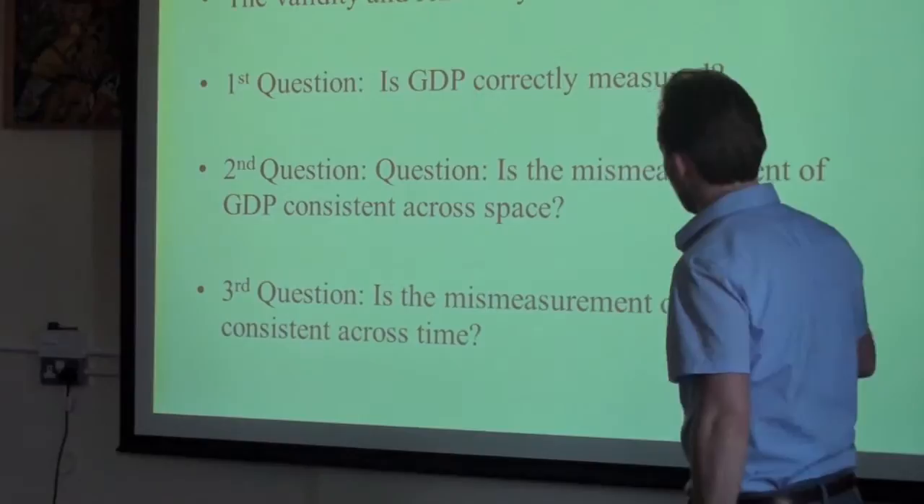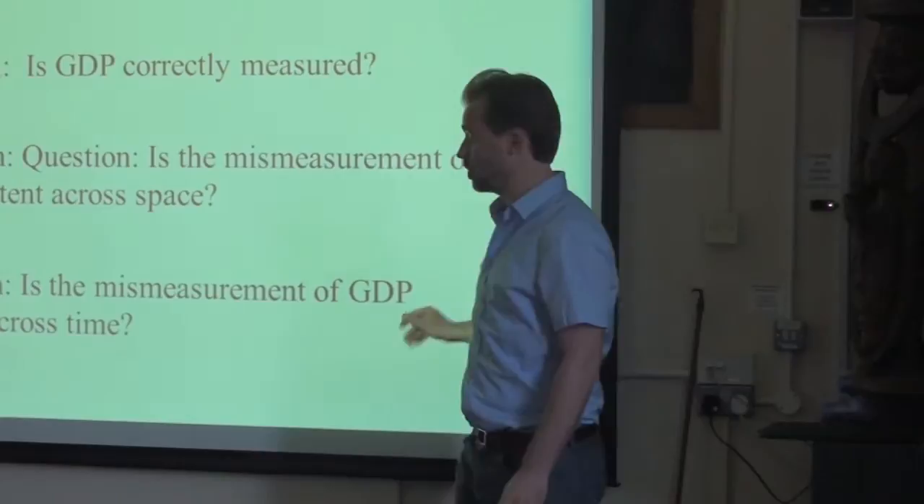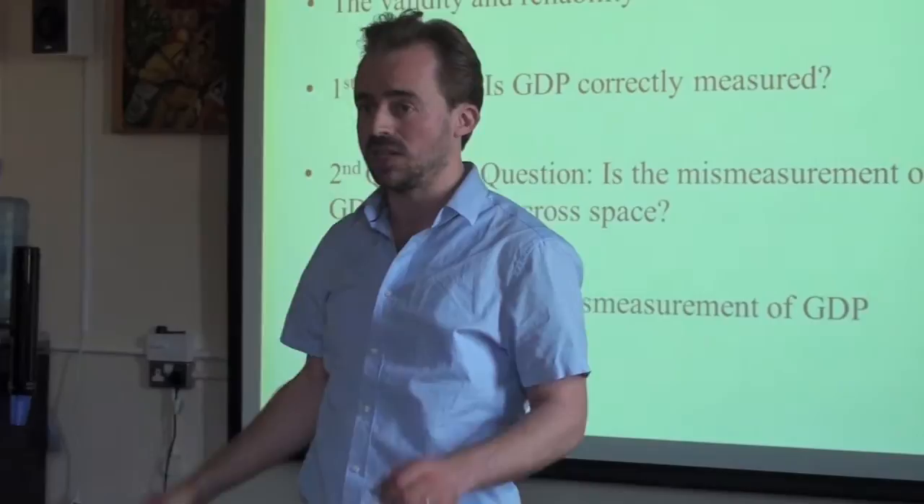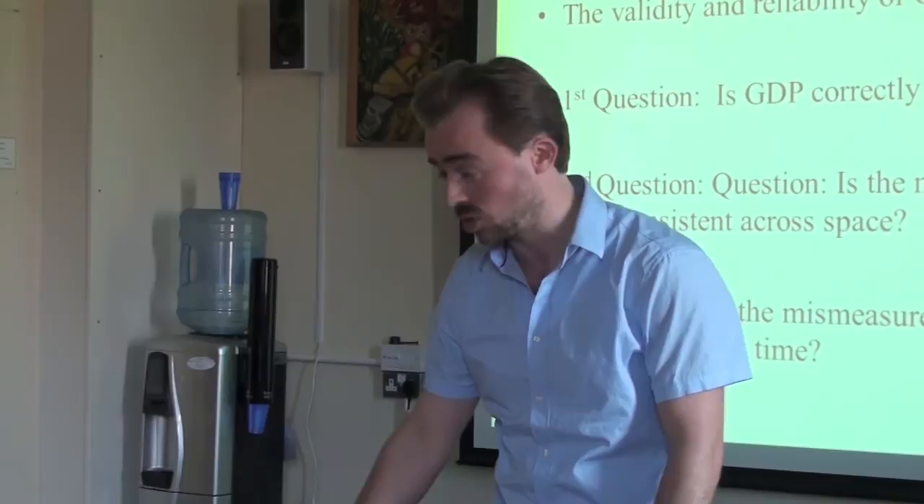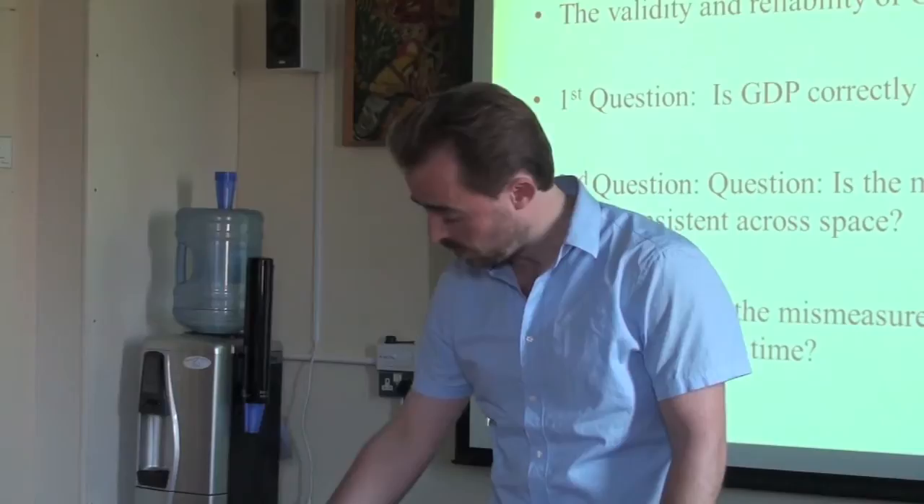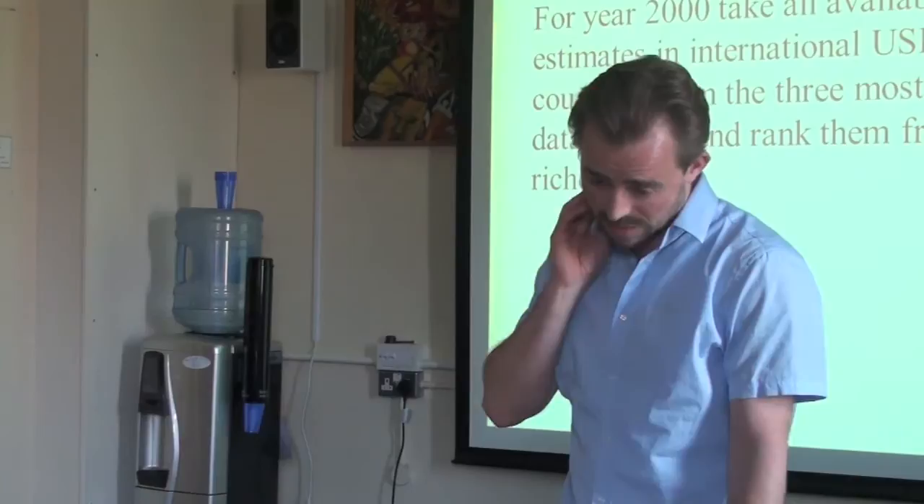So this is the problem here: there is a mismeasurement that is not consistent across space and not consistent across time. We suddenly lost track of a big, big chunk of GDP in Ghana, and now we don't know where it came from. We don't know when Ghana gained this economic activity, and we don't know how to compare it with the economic activity in Nigeria.